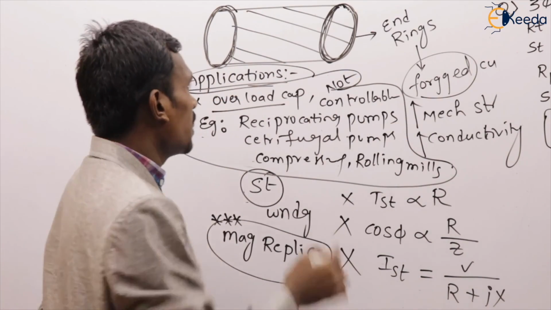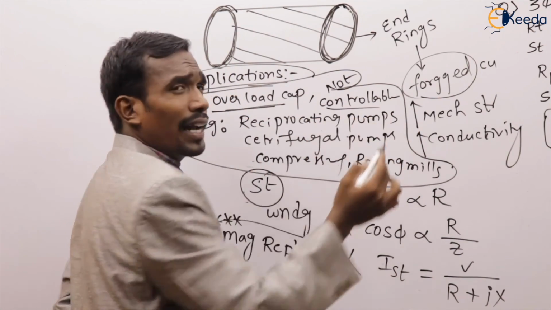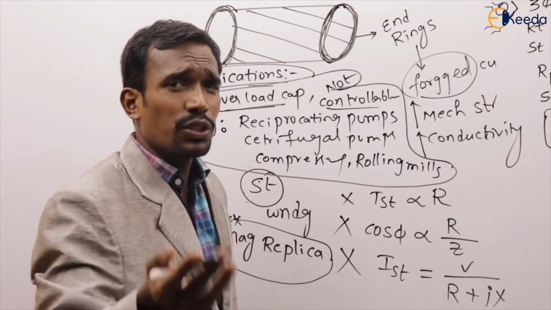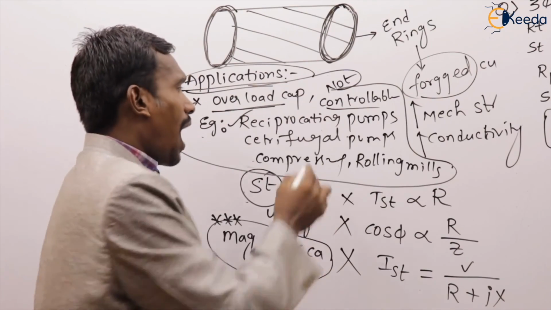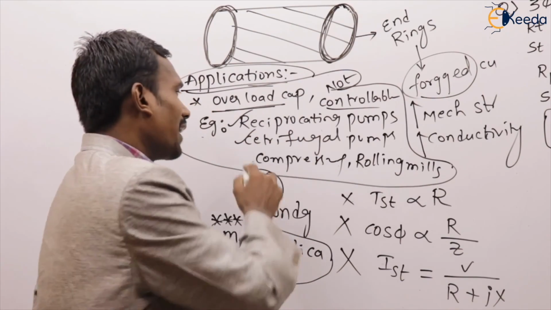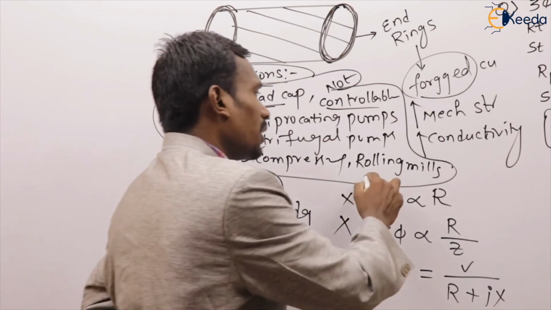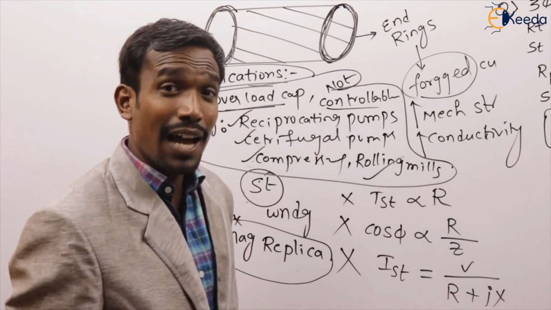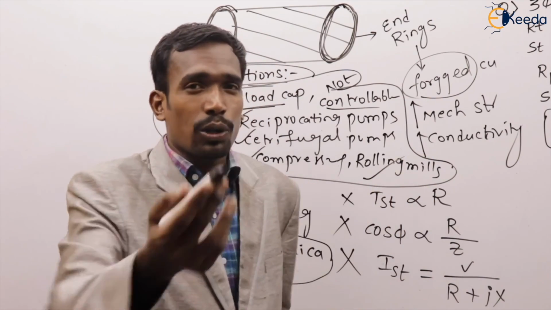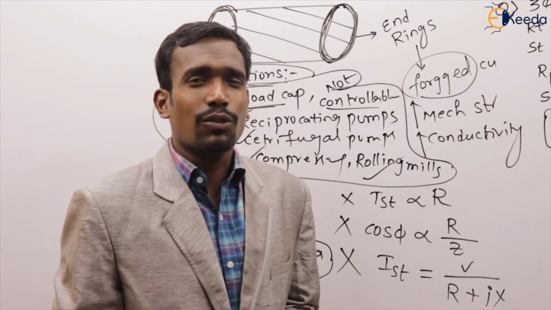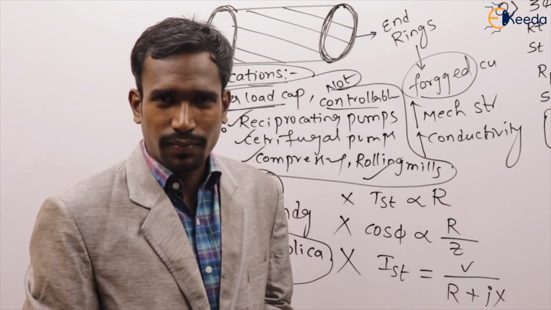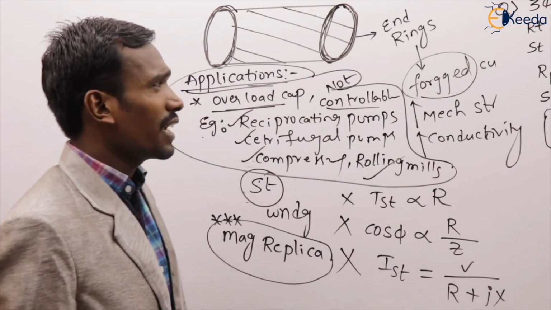What are the applications? High overload capacity and not controllable. What are the examples? Reciprocating pumps, centrifugal pumps, compressors and rolling mills. We require high overload capacity here. These are the applications of the squirrel cage induction machine. Okay, this is about the squirrel cage induction machine.